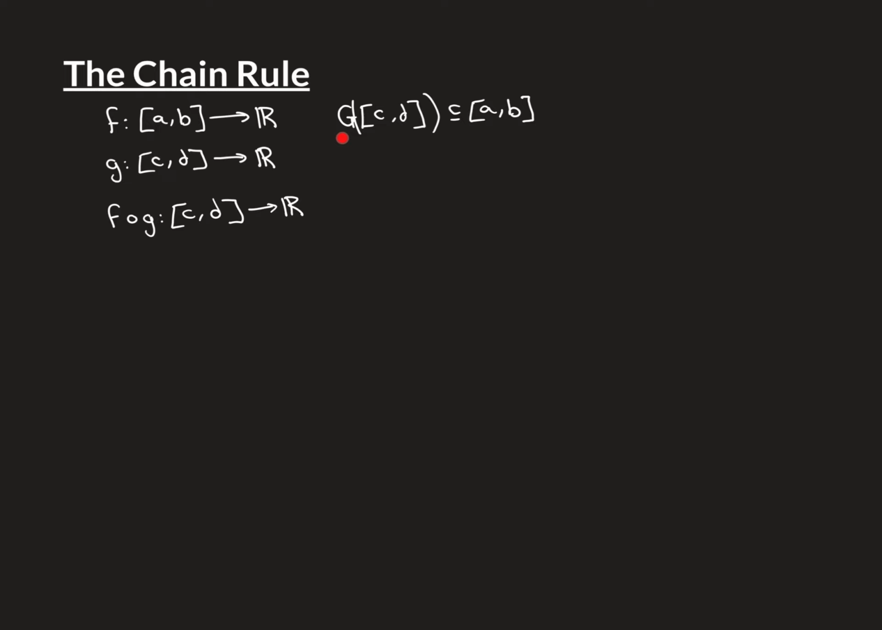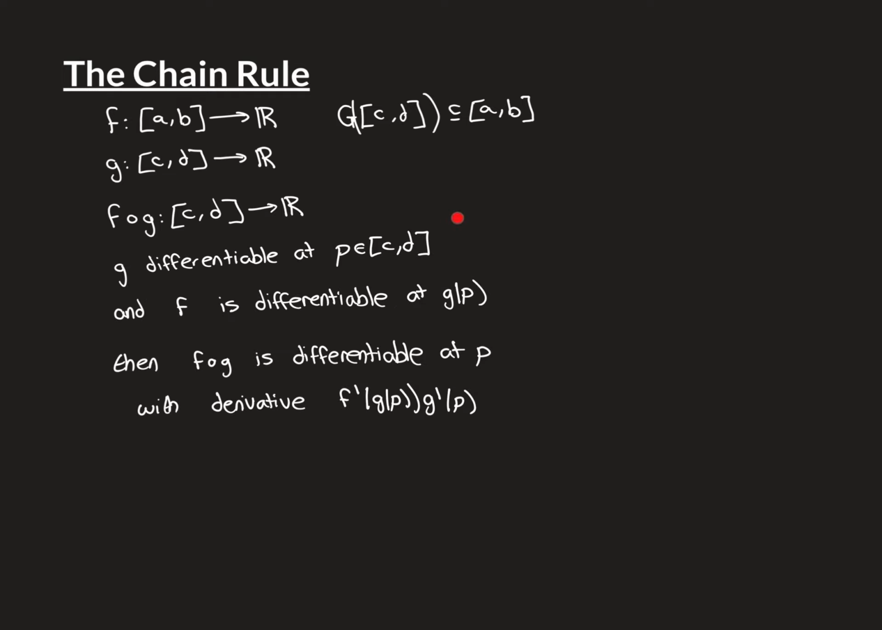So I've written that here, that the image, which I've written big G, of the set, which is the entire domain of the function g, so the interval CD, must be contained within the domain of f, which is the interval AB. So the chain rule then, written out in full, says that if g is differentiable at some point p within its domain, so p is an element of the interval CD, and f is differentiable at whatever that point p is mapped onto by the function g, so g of p, then you can conclude that the composite function f composed with g is differentiable at the point p, which will be within its domain, and it will have derivative equal to the derivative of f at the point g of p, which we know exists, times the derivative of g at the point p, which we know exists.